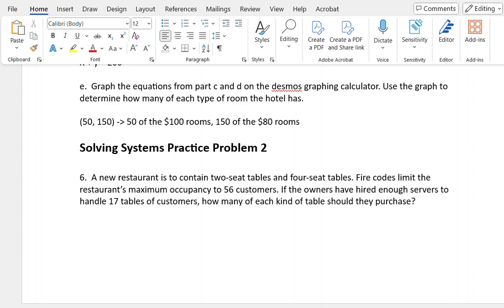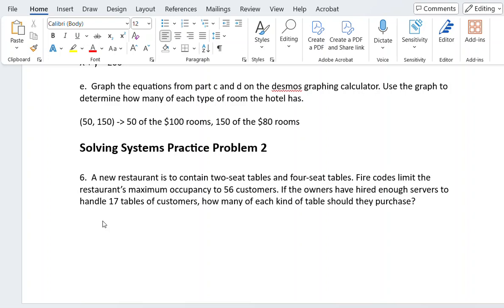In this video, we're going to do another practice problem where we're solving a system. This time, we don't have the steps laid out for us, so we have to come up with what to do on our own. So for this problem, we have a restaurant that has 2-seat tables and 4-seat tables. The maximum occupancy of the restaurant is 56 customers, and the owners have hired enough servers to handle 17 tables. How many of each kind of table should they purchase?